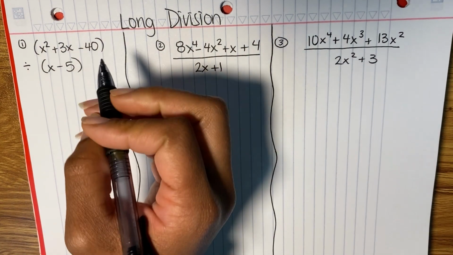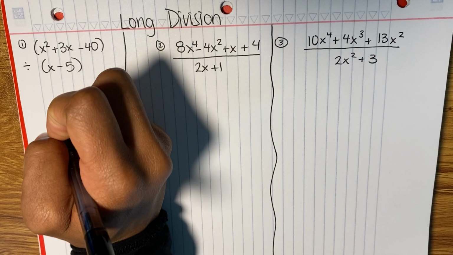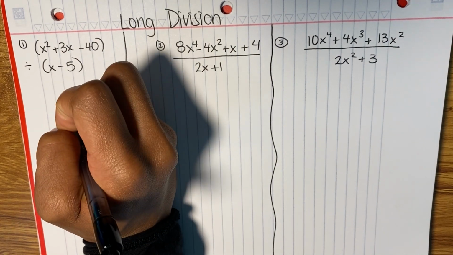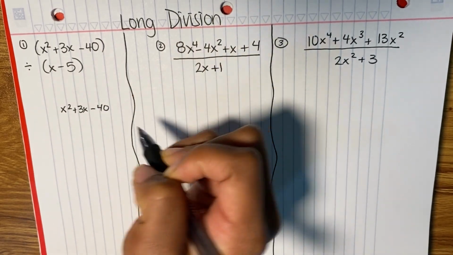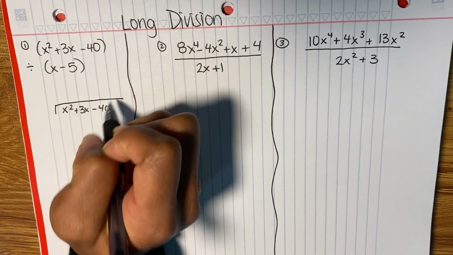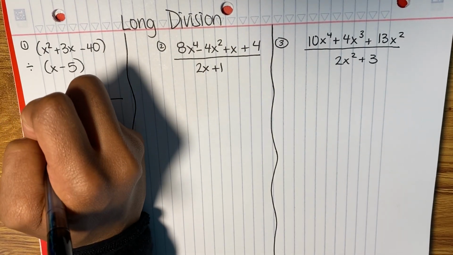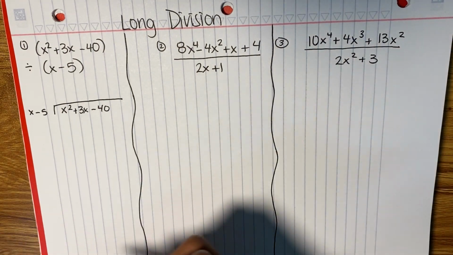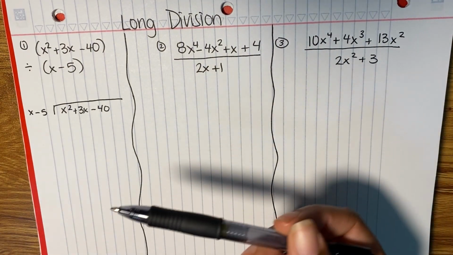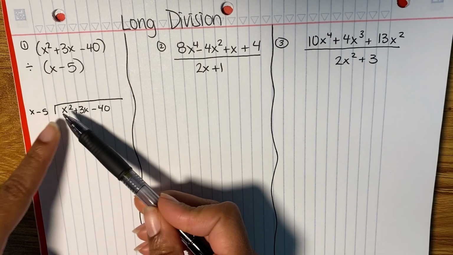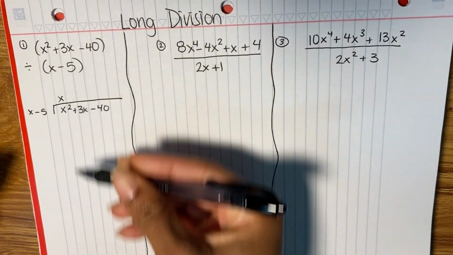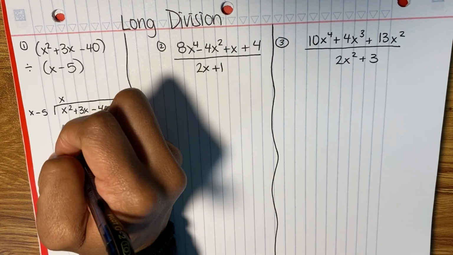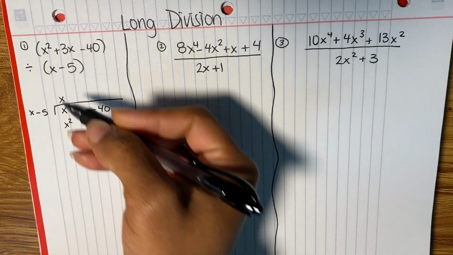Question 1. You're going to take your polynomial, your quadratic in this case, and place it in that division box, like we did with the numbers. And then x minus 5, the divisor, on the left-hand side. Do the same operation. So how many times can x go into x squared? Your goal is to zero it out. x times x is x squared. I'm able to zero that out.